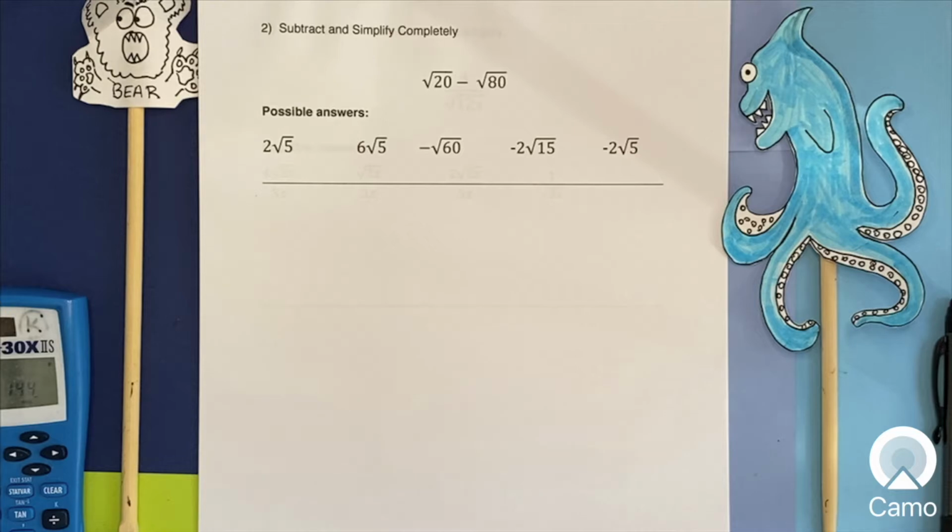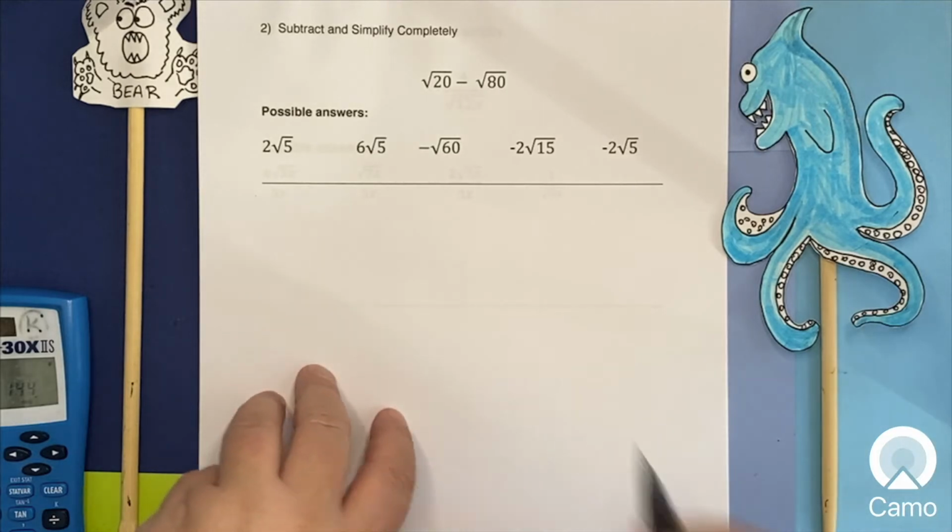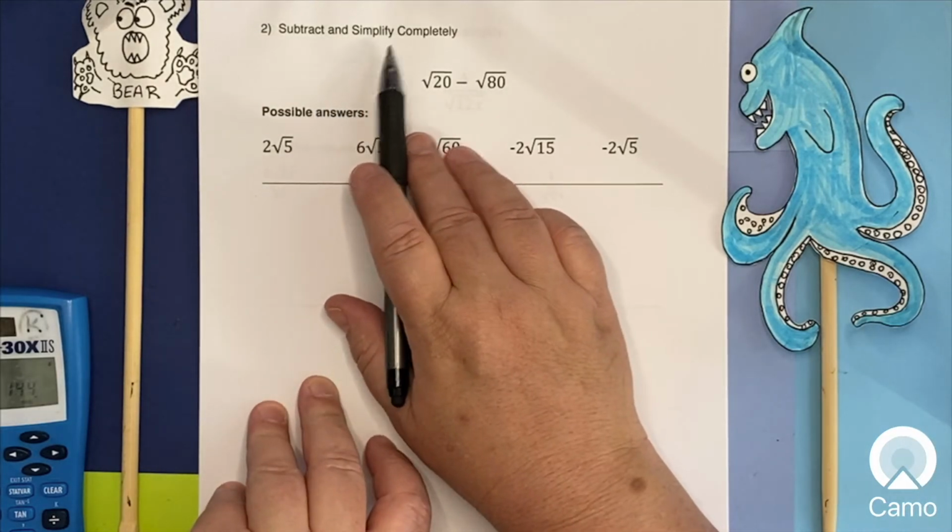Now, since we're dealing with chapters 8 and 9, this is pretty much all going to be radicals. So we've got radicals, and then later on we've got some equations in the quadratic formula. I know it's very exciting. But here we're going to subtract radicals. So we're supposed to subtract and simplify completely.